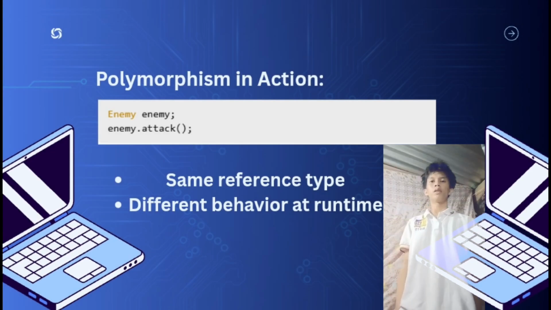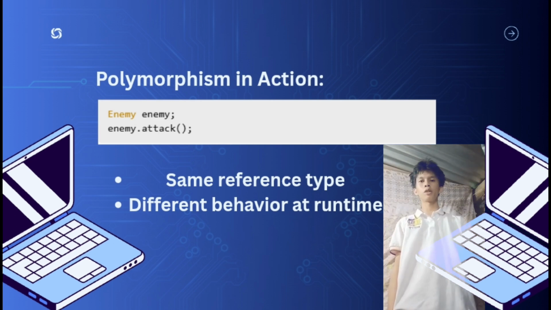This slide shows polymorphism, which is the main focus of our project. We use an Enemy reference to point to different enemy objects. When attack is called, Java decides at runtime which method to execute.